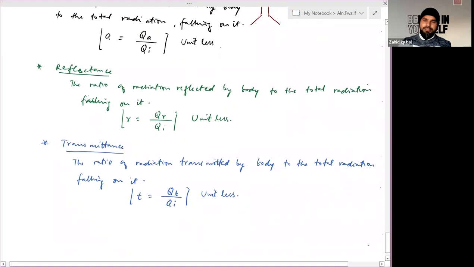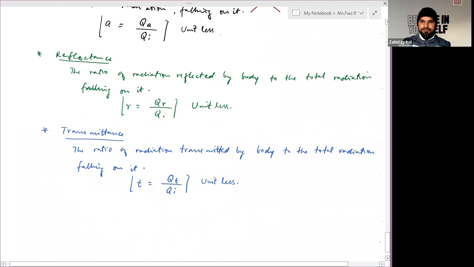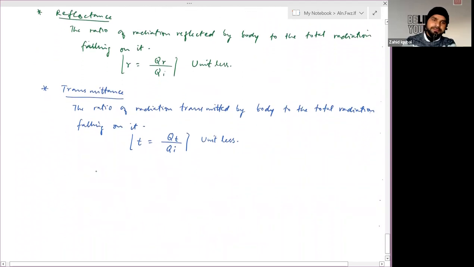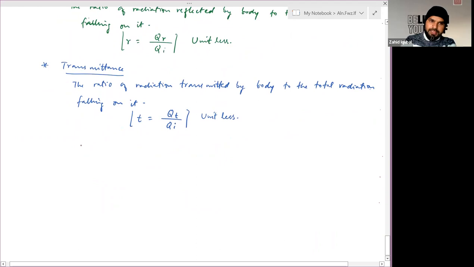Now, there is some relation between these three different terms. So let me define you the relationship. Using conservation of energy, we can say the total amount of radiation falling on a body is distributed in three different parts. Some get absorbed, some get reflected, and some get transmitted.